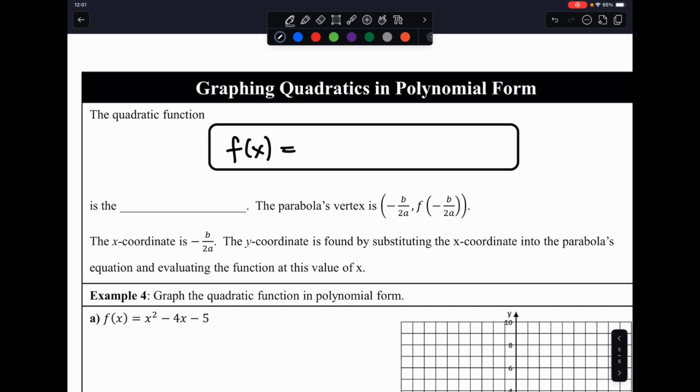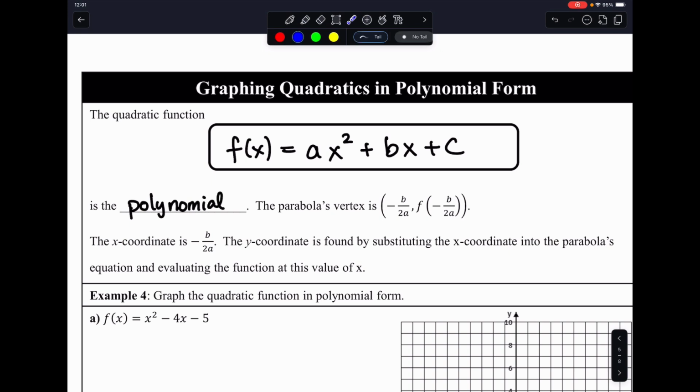It would be the format of a times x to the second power plus b times x plus c. So in this format, we're not given, again, the horizontal and vertical shift identifying what the vertex is. So this right here, like I said, is the polynomial form of our quadratic. Some books will refer to this as the standard form.